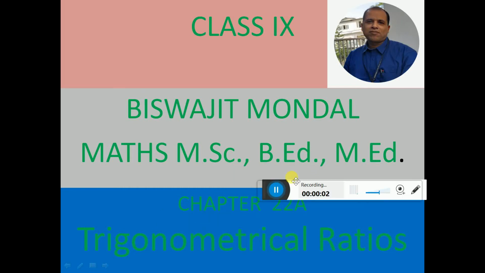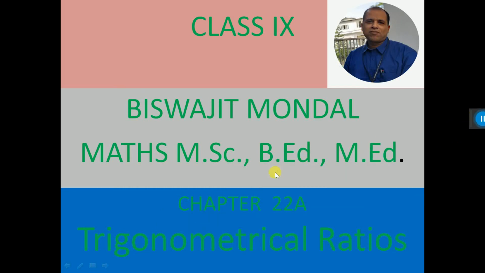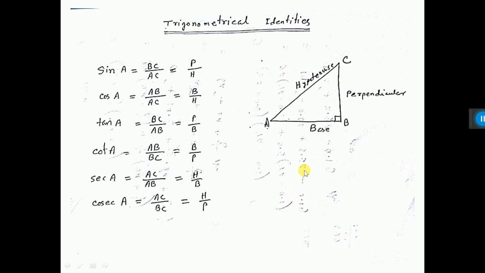Class 9 students, I am starting a new chapter, Trigonometrical Ratio, from Concise Mathematics, Selina Publisher. Chapter 22, Trigonometrical Ratio. To solve these sums, we need to understand this. This is a right angle triangle. All its sides have a particular name.